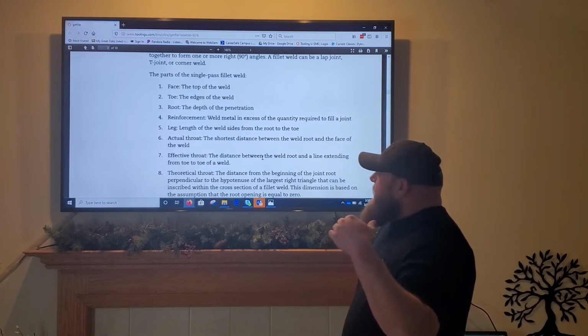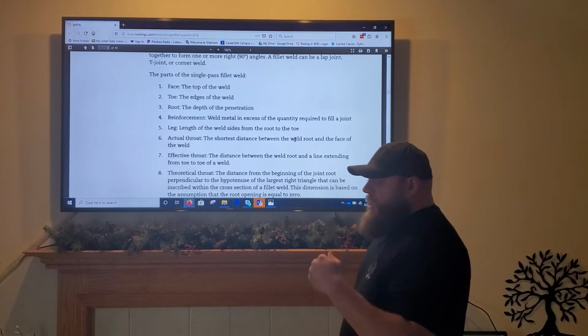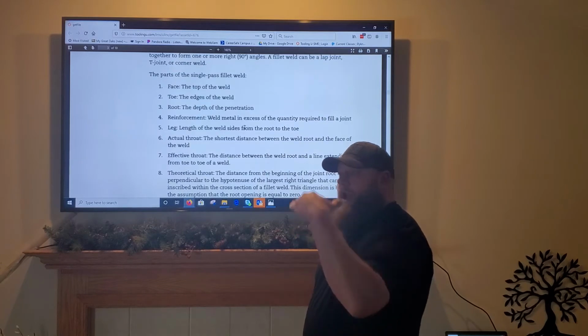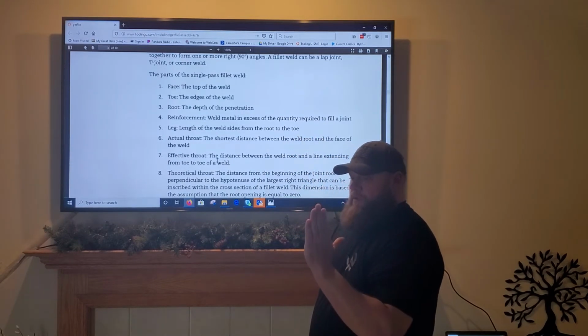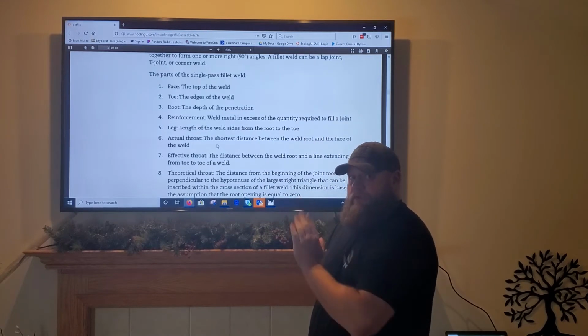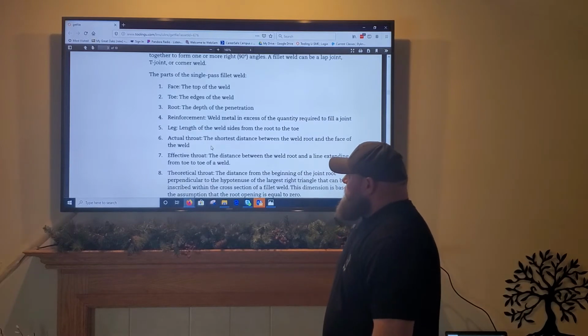Legs: we know that the leg is the length of the weld sides from the root to the toe. So anything from the root of the weld out to the toe on a T-joint, from the root over to the toe. Okay, so there are two legs on a T-joint.